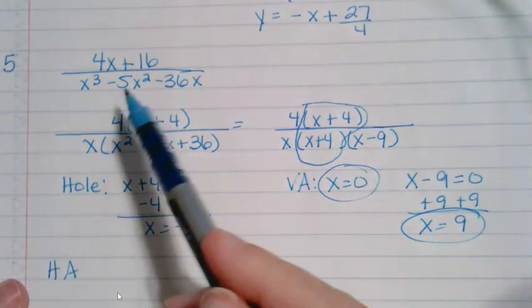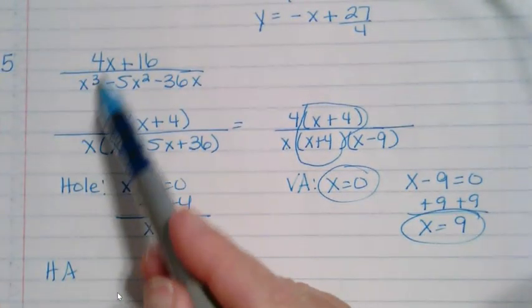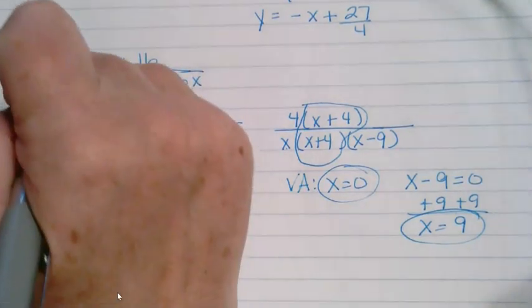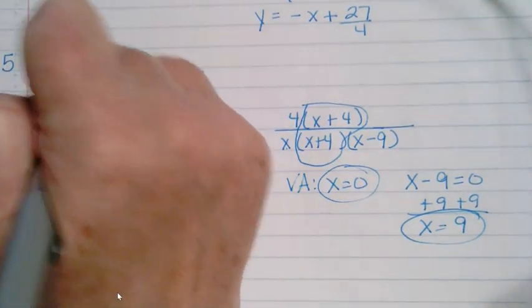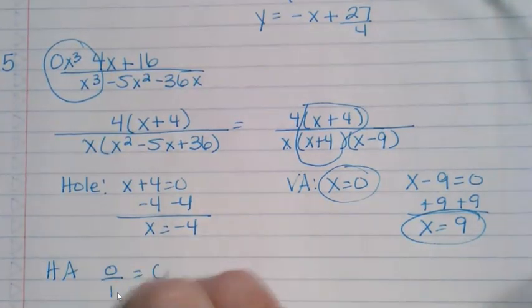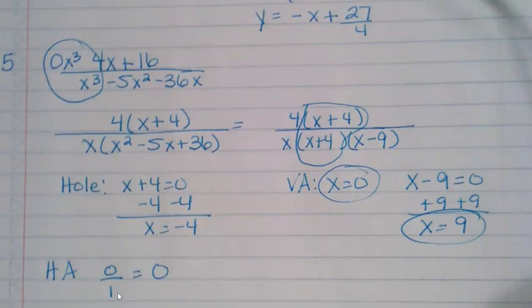Now, the horizontal asymptote is where we look up here. So we don't have a matching highest exponent on top as we do on the bottom. So remember, we're going to add a 0x cubed. So we have a match. We get 0 over 1, which is just 0. Okay.